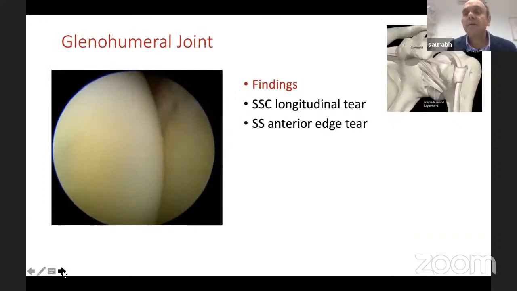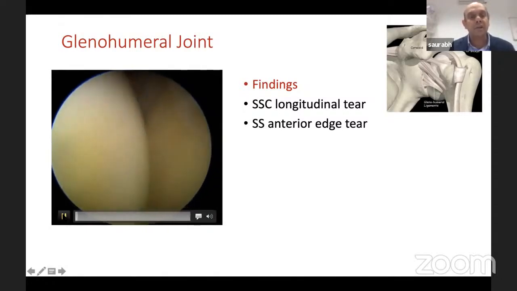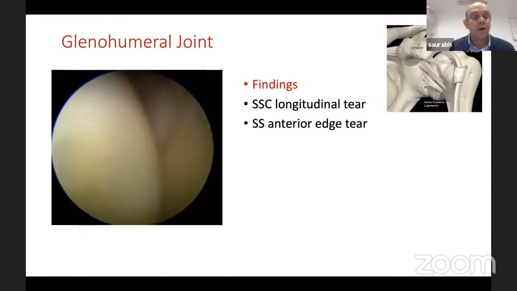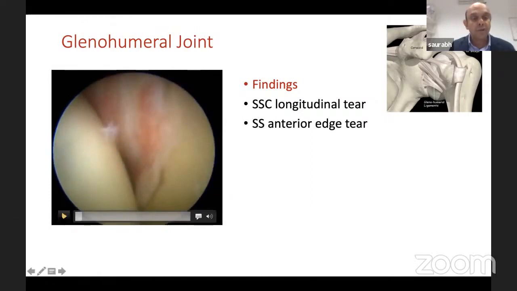So now that we've seen the bony landmarks, these portals and the nerves in danger, let's have a look at the glenohumeral joint through the arthroscope. I think I did this scope just last week actually. So this is the glenohumeral joint. I'm going to start and stop a lot of times. So you can see that's your humeral head, that's glenoid.